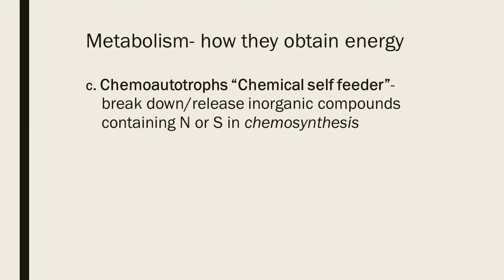Remember, photo meant light, so photosynthesis means you need to have the sun. Whereas chemo, remember, means chemical, so chemosynthesis means you need to have specific chemicals in order to make your own food. One of the most well-known bacteria that is a chemoautotroph is the nitrogen-fixing bacteria, and that is part of the nitrogen cycle, so it will help absorb nitrogen or break down nitrogen that will get put back into the nitrogen cycle.